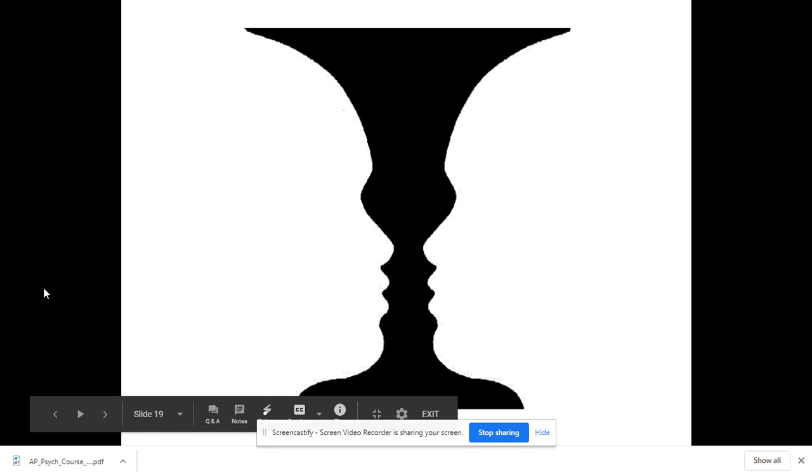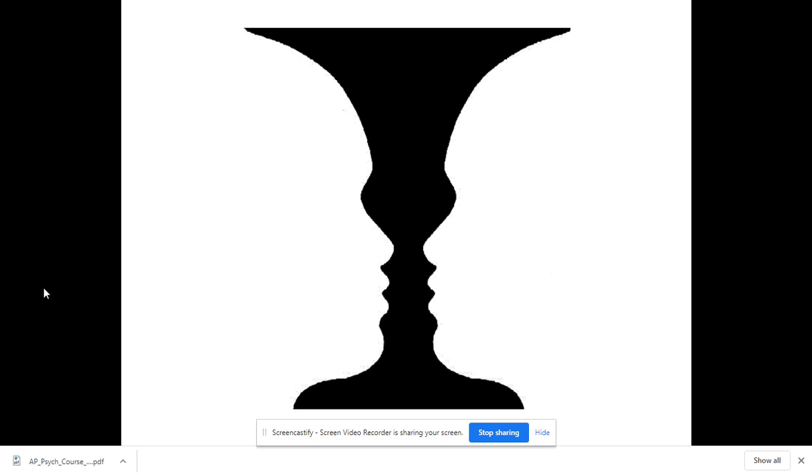Okay. All right. Right here, this is what's called a figure ground illusion. You focus on the black, what do you see? You should see some sort of vase, chalice, something like that. But then if you focus on the white, what do you see? You should see two faces looking at each other. So based off what you're looking at, your brain tries to make the most sense out of it. It's called figure ground. We'll talk about it later, but whatever you are looking at is the figure, and whatever is the background is the ground.